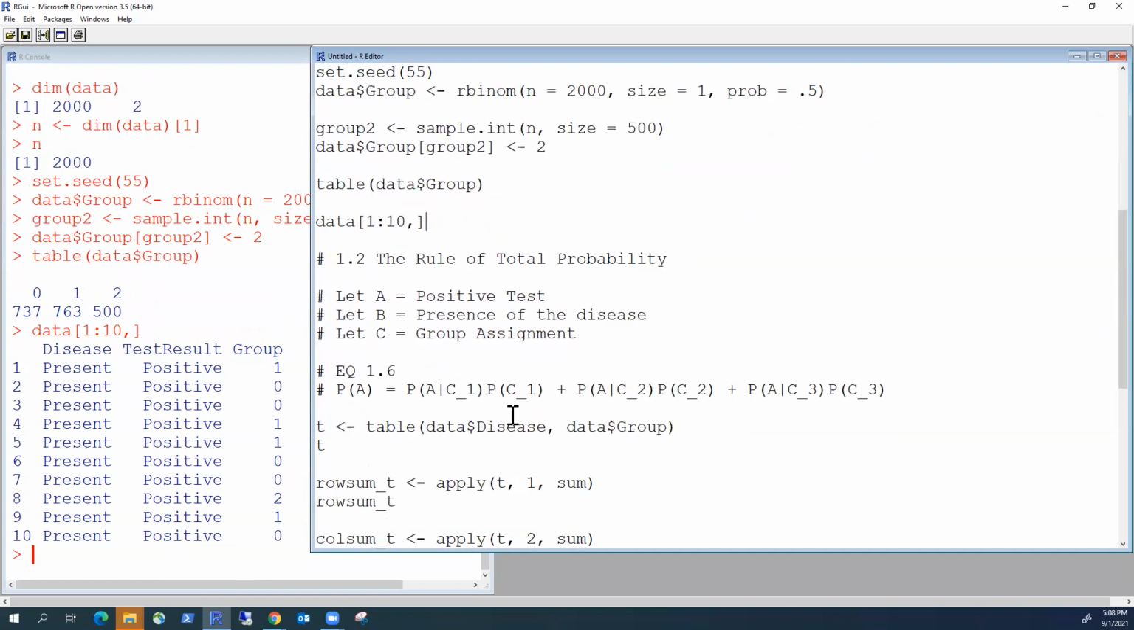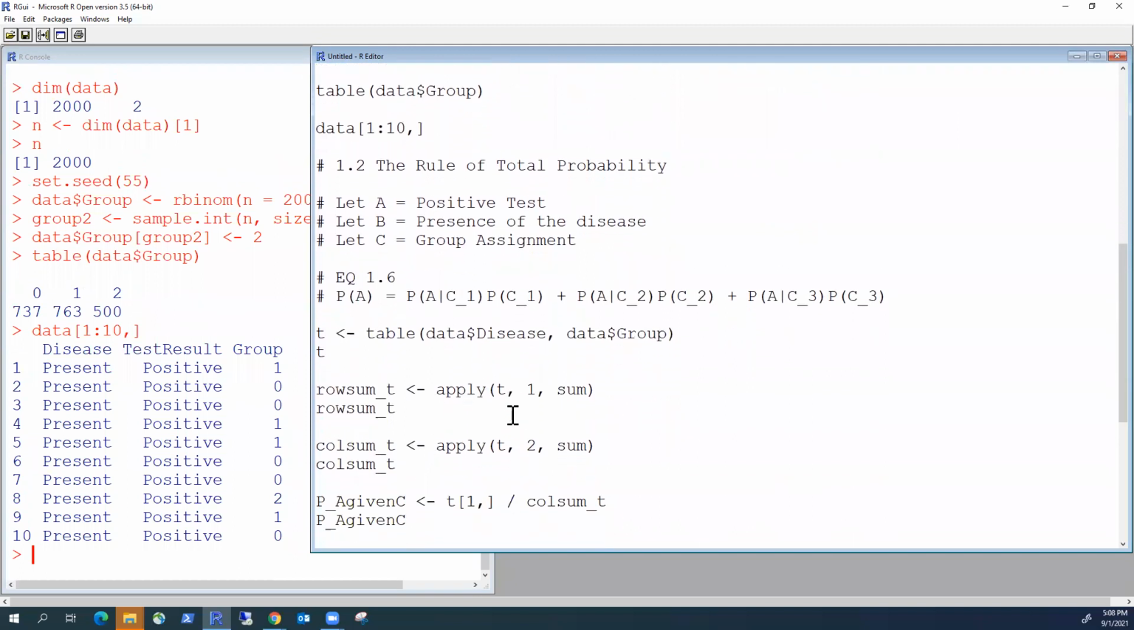And what we're going to really focus on now is the rule of total probability, where A is having a positive test, B is having the presence of the disease, and C is the group assignment. And if you look at equation 1.6 in our book, it gives you the long equation for the rule of total probability. Don't let the notation scare you too much.